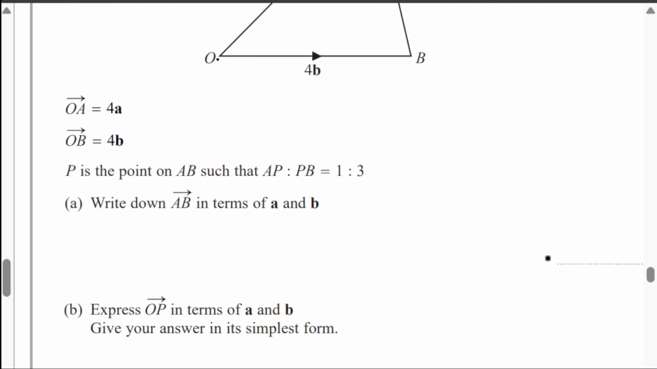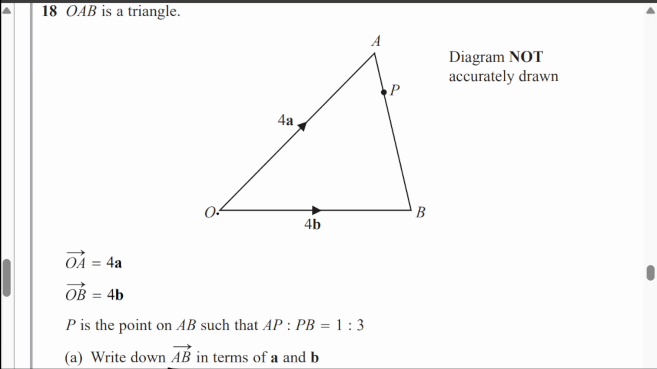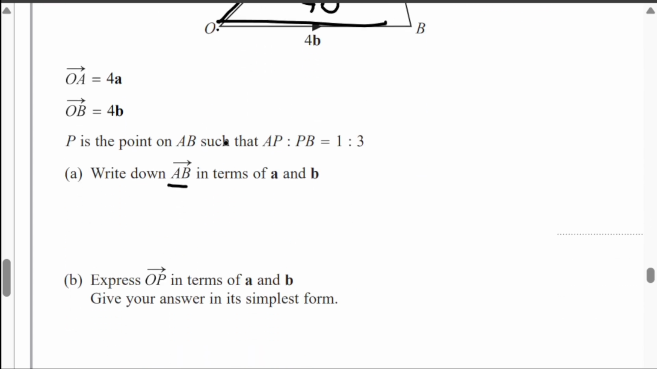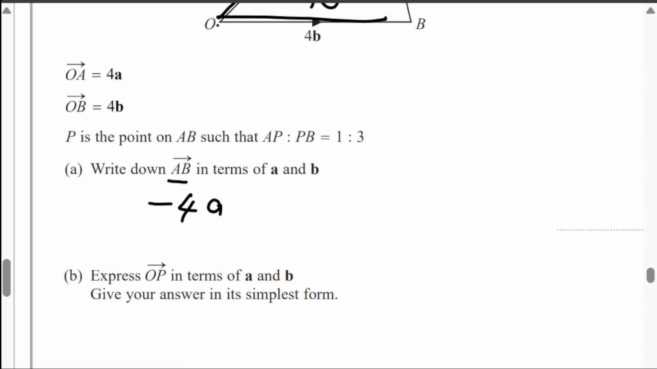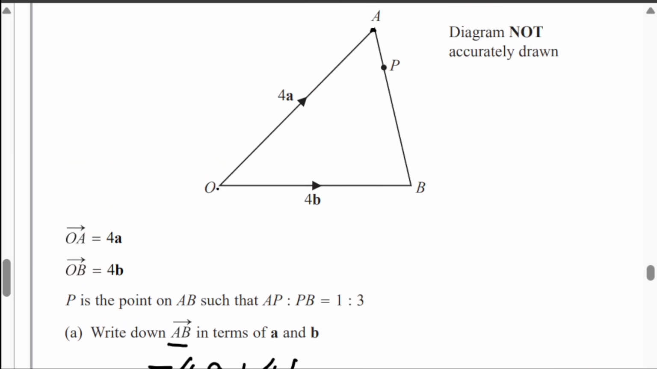The question says, write down vector AB. Think of it like you are driving from point A, city A, to city B. So can we drive here? We can't because we don't know. This is a street, so we'll go there. It's the opposite of 4A, so this is minus 4A. And then we'll drive here, which is 4B. So AB is minus 4A plus 4B. That's it. You see how easy it is? It's fun, isn't it? Now, let's read the rest of the question.